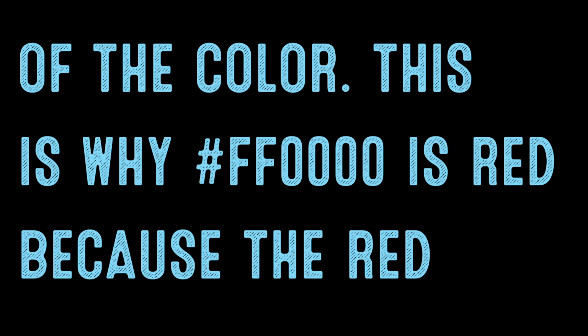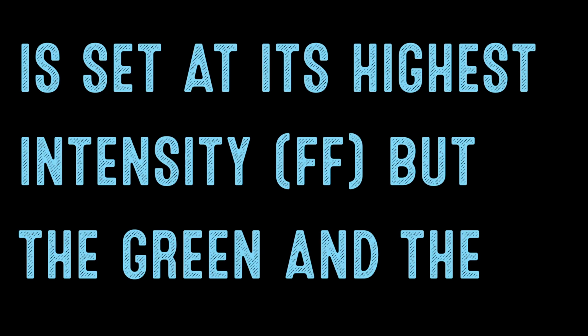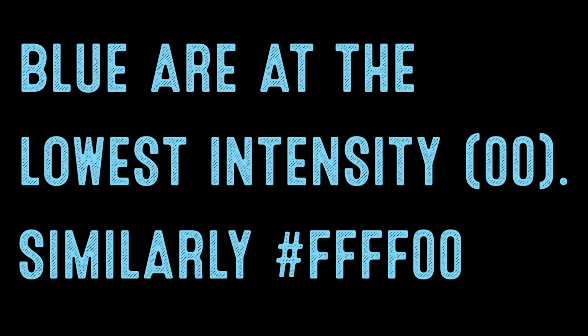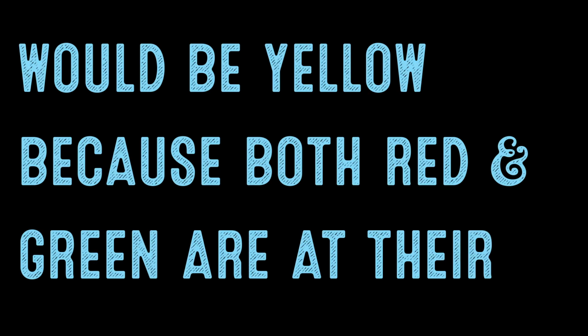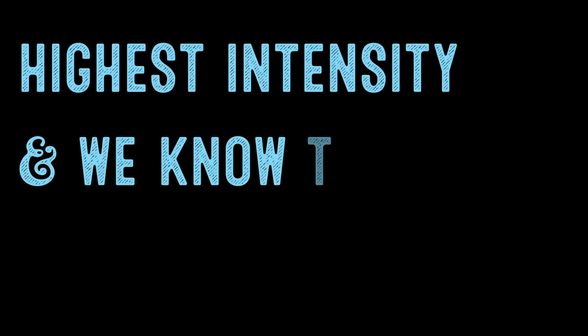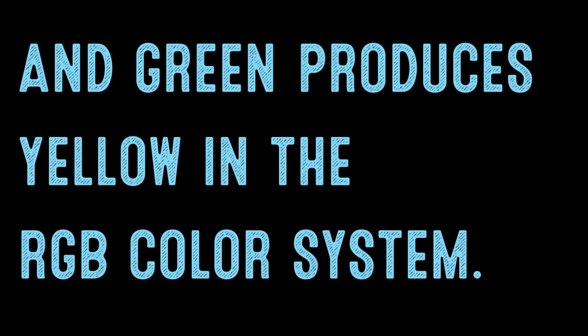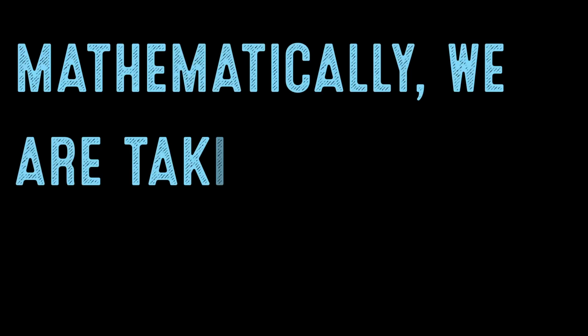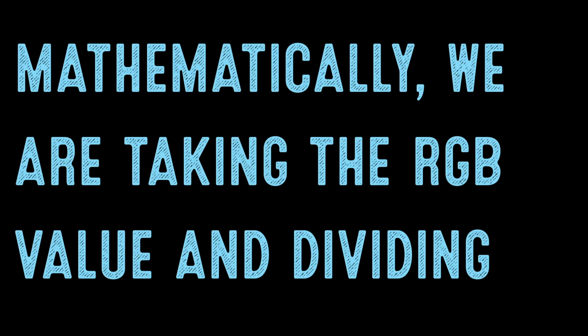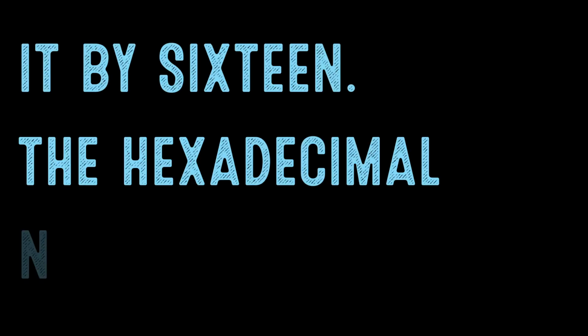This is why #FF0000 is red, because red is set at its highest intensity, FF, but green and blue are at the lowest intensity, 00. Similarly, #FFFF00 would be yellow because both the red and green are at their highest intensity, and we know that the combination of red and green produces yellow in the RGB color system. Mathematically, we are taking the RGB value and dividing it by 16.